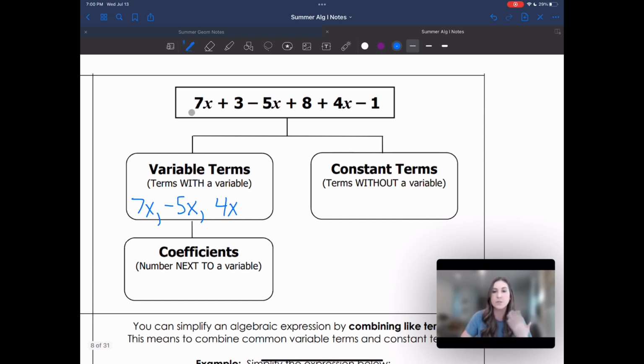And then our constant terms would just be everything else in this one, right? You would have a positive 3, a positive 8, and negative 1. Okay, cool. Those are our 2 types of terms. Now this goes a little bit further, just to go over some basic vocab so you don't forget this word. We have something called coefficients. The coefficient of a term is the number that's next to the variable. So our coefficients would be 7, negative 5, and 4. So it's just the number that's right next to your variable. That's it. Just a little vocab lesson there.